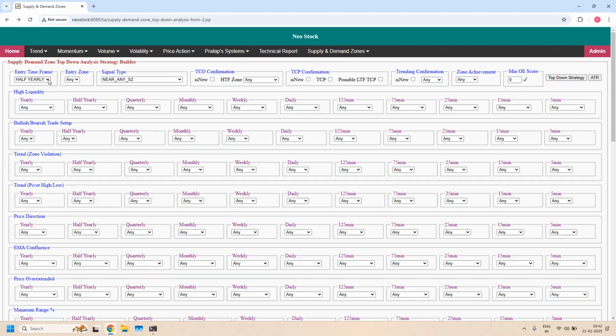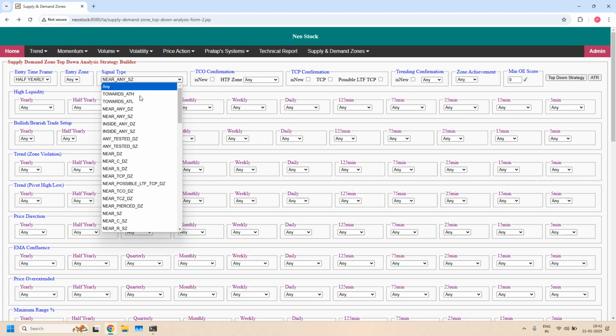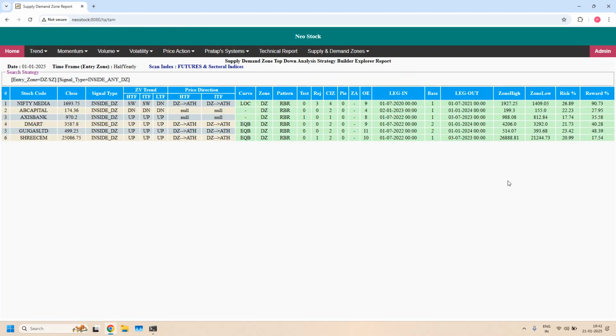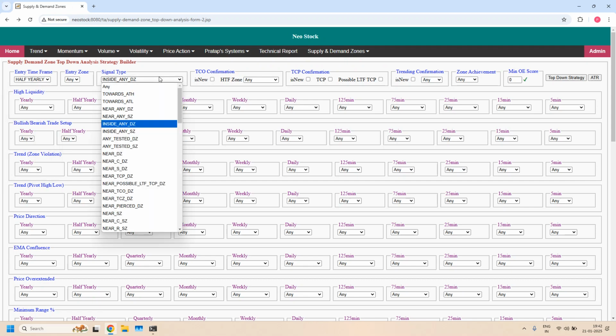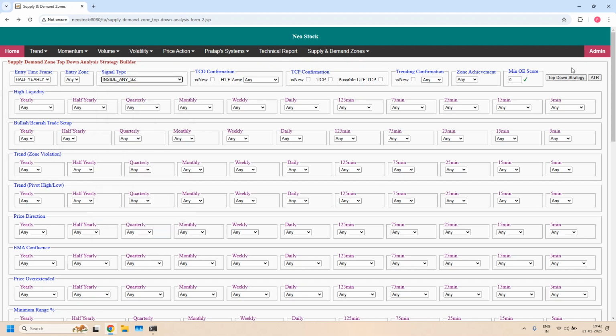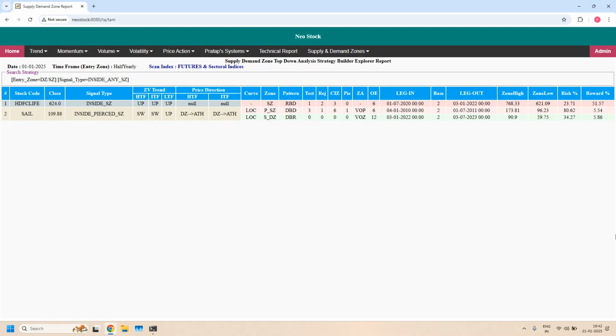Next, half yearly time frame. Price closed inside the half yearly demand zone. We got 6 stocks. Next, half yearly time frame. Price closed inside the half yearly supply zone. We got 2 stocks.